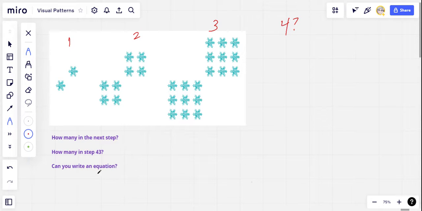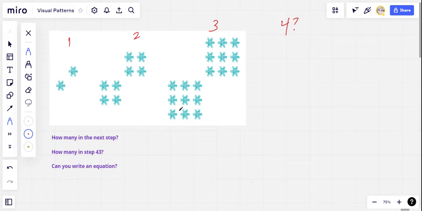All right, so let's see if we can figure out what's going on. Just looking at this pattern, I see two snowflakes arranged diagonally here in the first step, and then suddenly I see two squares of snowflakes also arranged diagonally. And then I see two more squares, but bigger. So these are 2 by 2 squares. These are 3 by 3 squares.